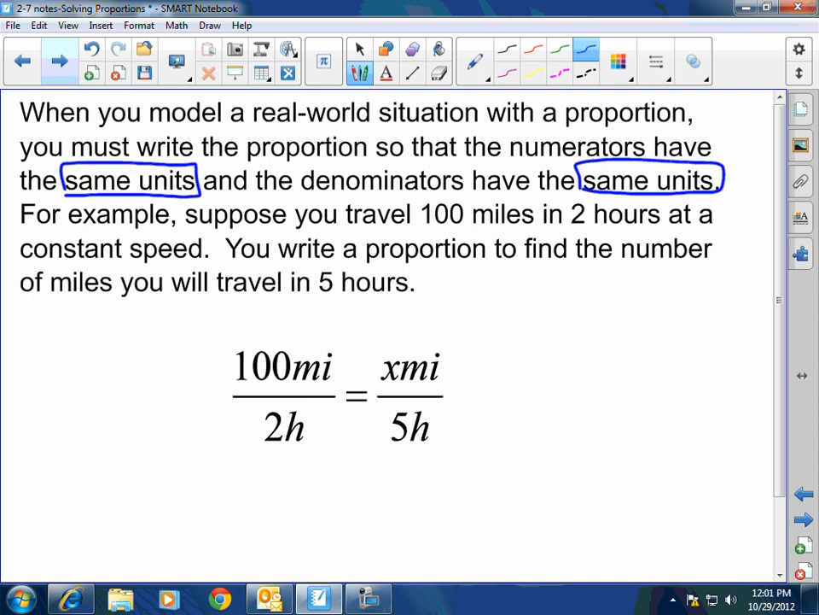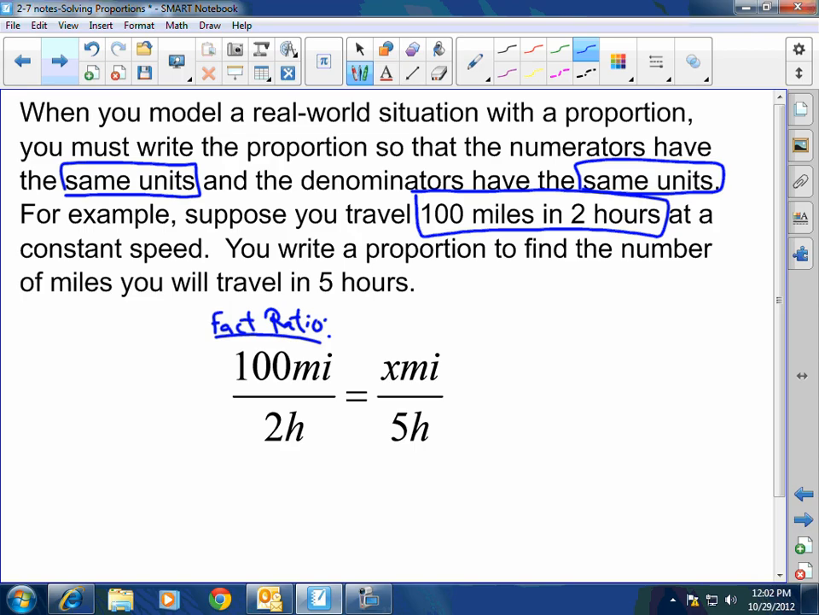Look at what I did here. First of all, there's a couple pieces to this. They gave you a fact. The fact was that you traveled 100 miles in 2 hours. So I always put my fact first. That's what you have to do. And I call this the fact ratio. Whenever they give you a word problem, you're going to have a fact ratio. You're going to have a fact that they give you. Okay? They're going to give it to you.